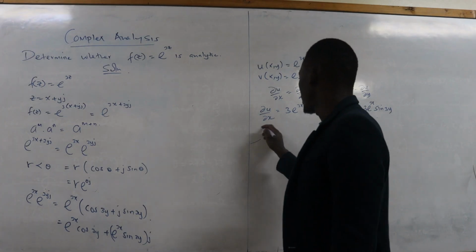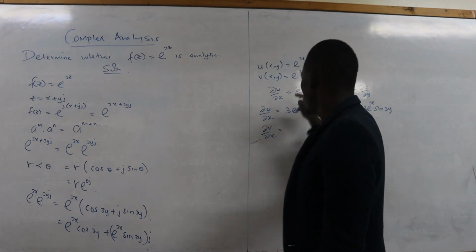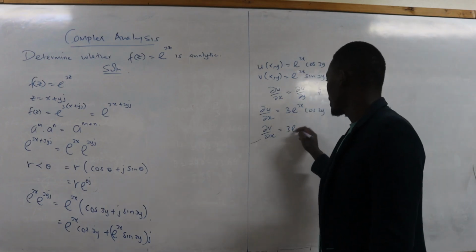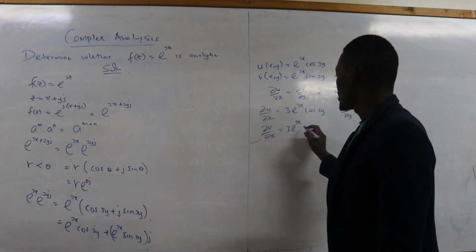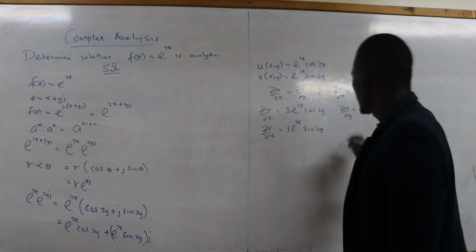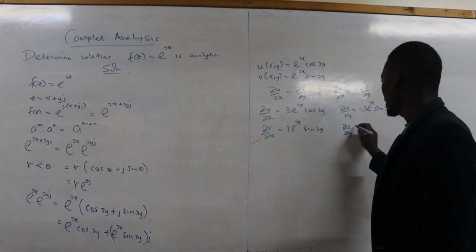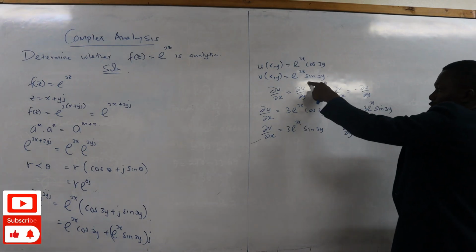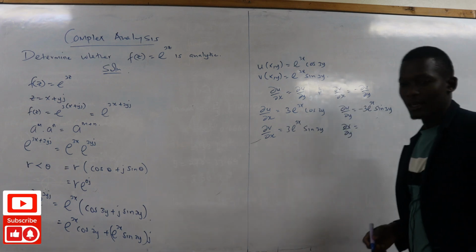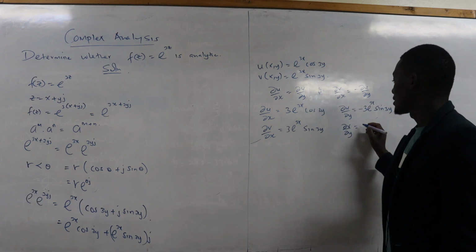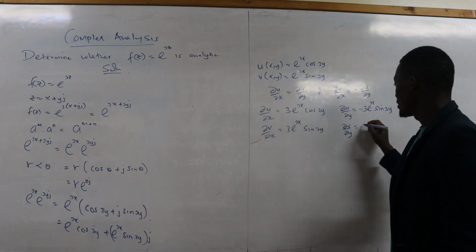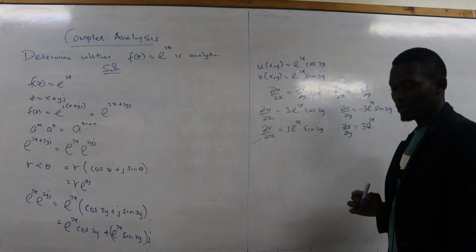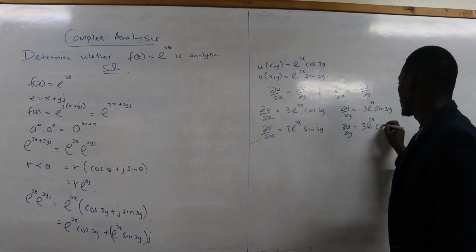Now let's come to the second, dv dx. Differentiate this function with respect to x, and again you drop 3 exponent 3x. Sine of 3y is a constant, so it remains. Then you come to dv dy. Again, differentiate this one with respect to y. The function with y is the sine. When you differentiate sine, you get positive cos, so there is no change of sign. You remove the 3, the exponent of 3x remains, and this one changes to become cosine of 3y.